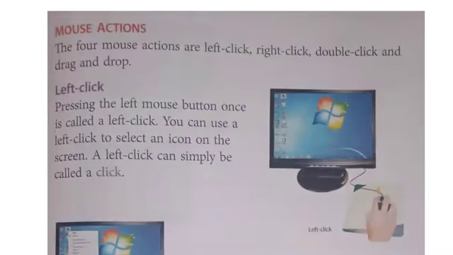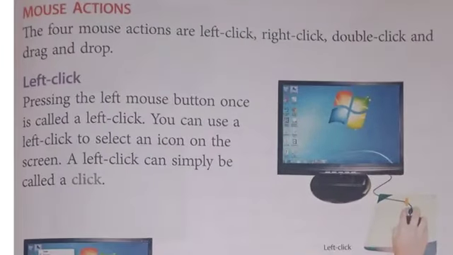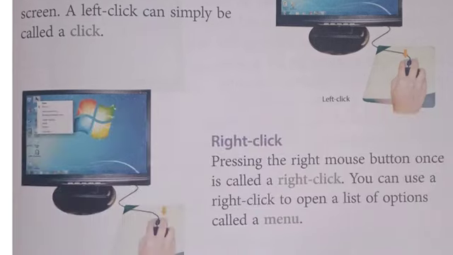Then we saw the mouse actions. There are four types of mouse actions: left click, right click, double click, and drag and drop. Left click means to select. You press the left button only once and release, that is a left click. It is generally called a click. Click means left click only. You will do this action to select a particular icon.